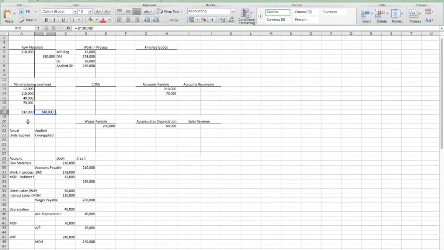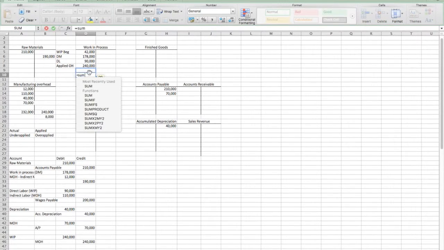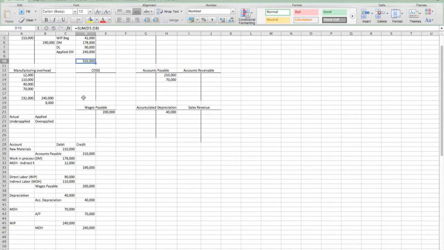And so when we look at our actual versus applied, we can see if this is going to be over applied or under applied. And so we probably overestimated our predetermined overhead rate, and so now we have over applied the amount. So if we take a difference of this minus this amount, we've over applied the amount of money for manufacturing overhead. And so now we can look at our work in process and sum that up, and we'll see how much we have in work in process as a balance. And so $550,000 in work in process.